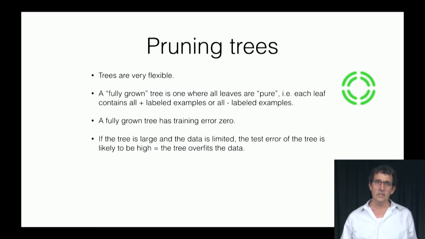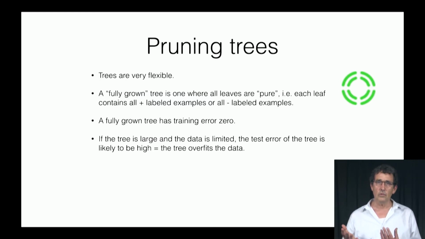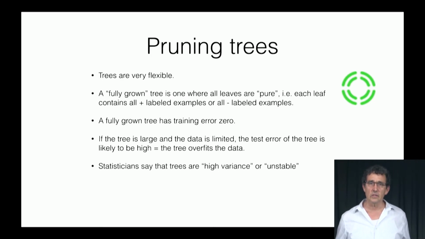But if this tree is really very large, then the chances are that the performance on the training set is not representative. Basically, the tree overfits the data. And so we get a big difference between training set performance and test set performance. Or statisticians would say that trees are high variance or unstable classifiers.